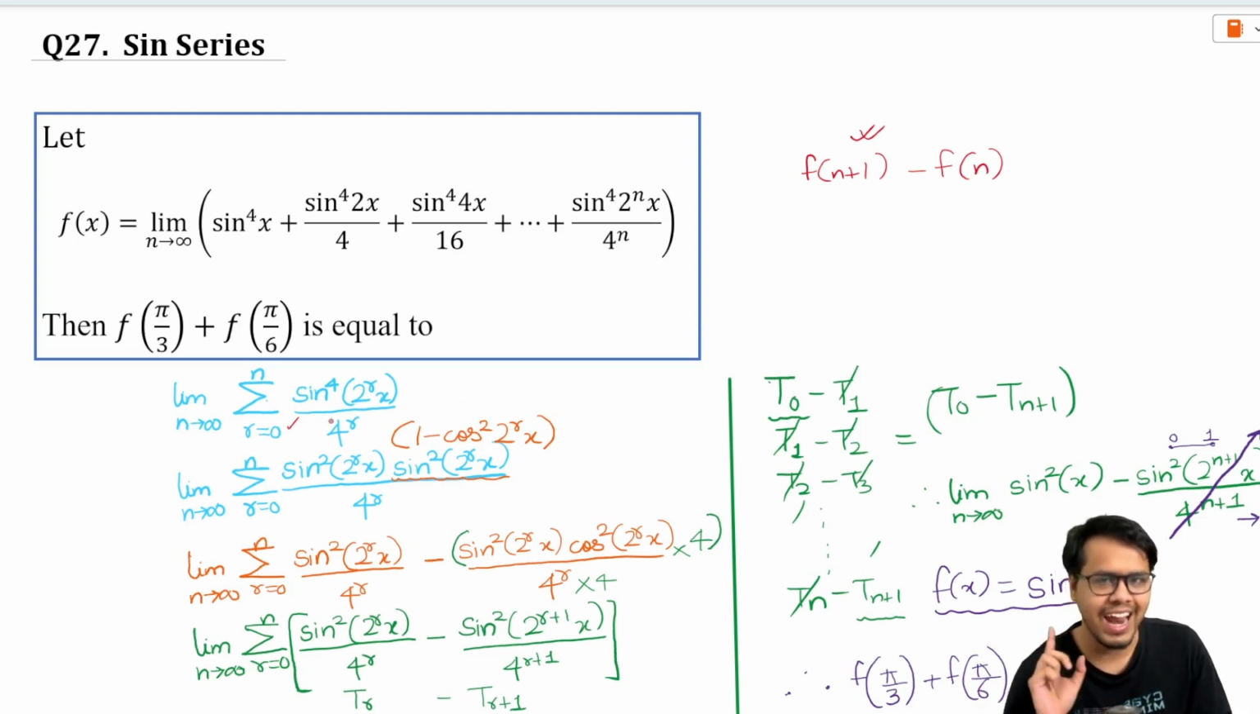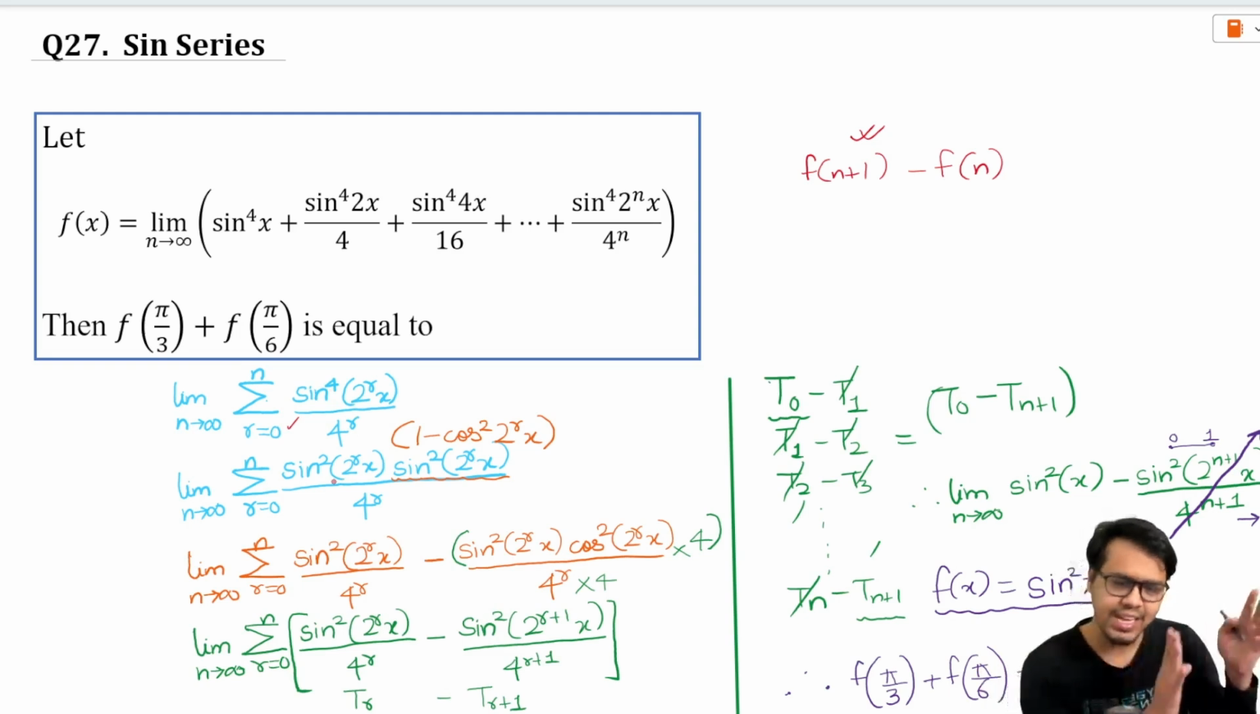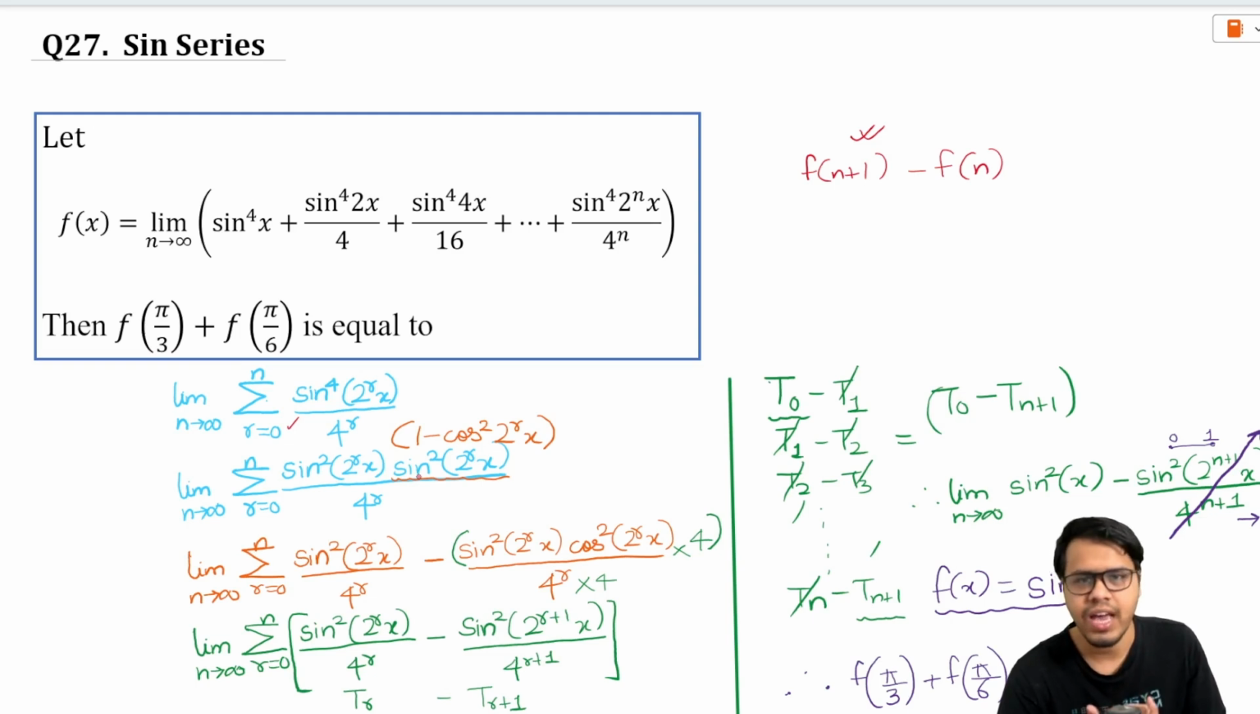The first and most important step is to write this sine to the power 4, with the angle inside sine being 2 to the power r times x. I have split sine to the power 4 into sine square (2 to the power r x) and sine square (2 to the power r x). We know sine square theta is 1 minus cos square theta, so I've written it like this. Then multiply this sine square with 1, we get this, and multiply sine square with this, we get sine square into cos square.